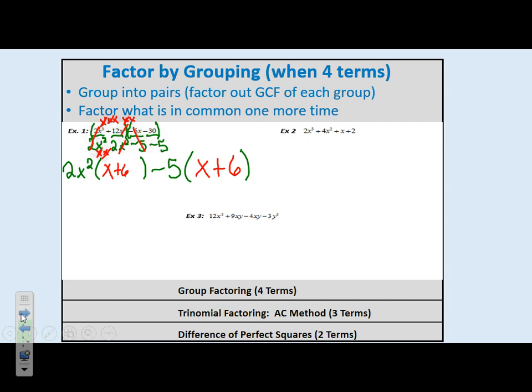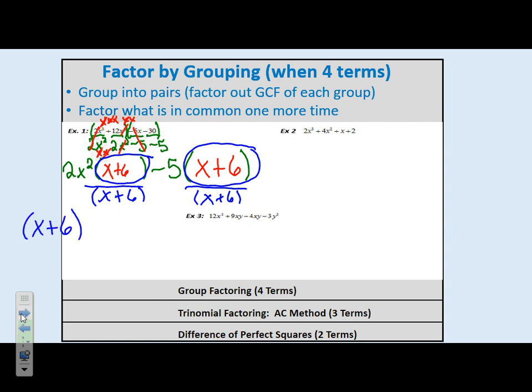Okay, what do they have in common? Well, what do these two factors have in common? They have a plus 6 and a plus 6. So we're going to once again take out that greatest common factor. We're going to take out x plus 6. We're going to take out x plus 6 here as well. Now that's going to be written out in front. So I have x plus 6. And then what is left over?